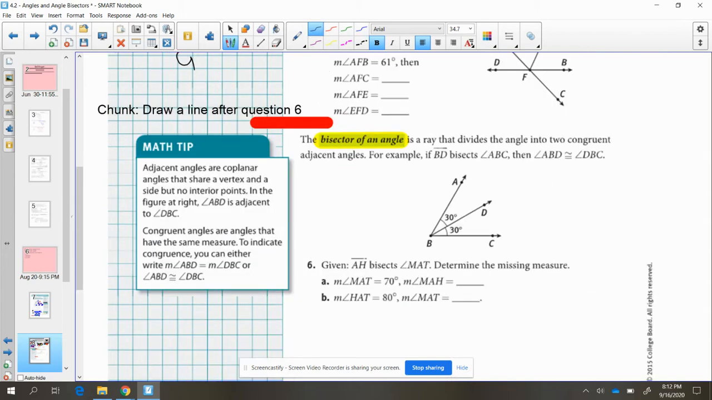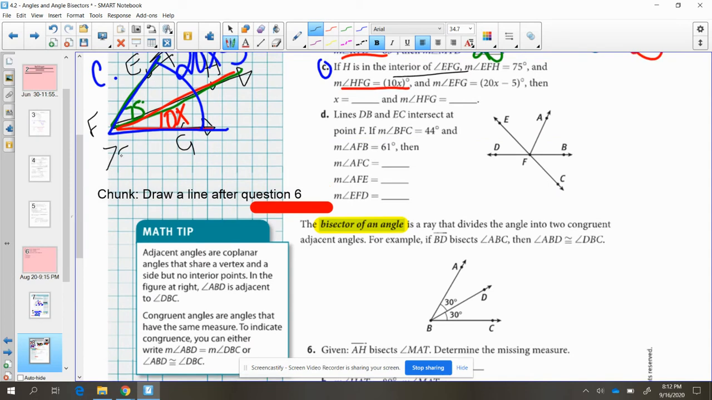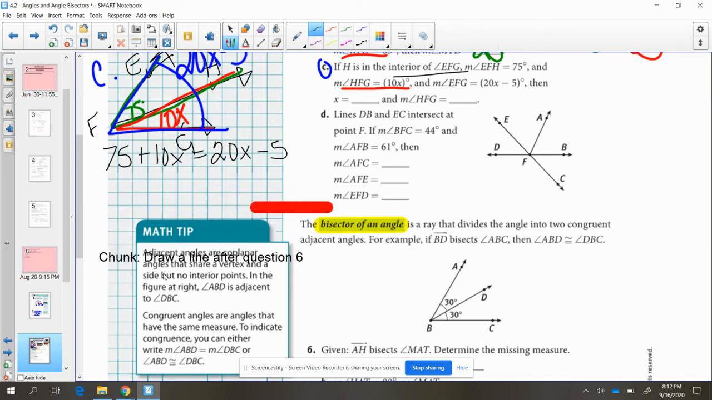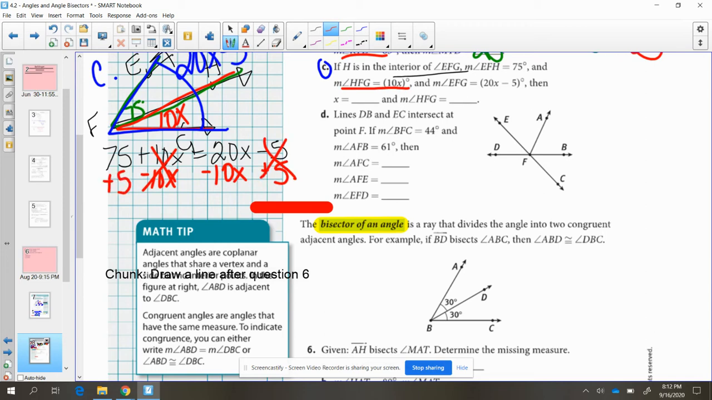So small guy of 75 plus small guy of 10x is going to equal our big guy of 20x minus 5. Now we're going to be able to actually solve that because we could subtract 10x from both sides and add 5 to balance this out so that we end up with 80 on the left equals 10x on the right. Divide by 10 and x equals 8.